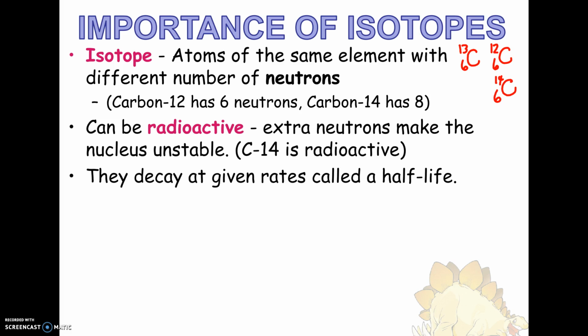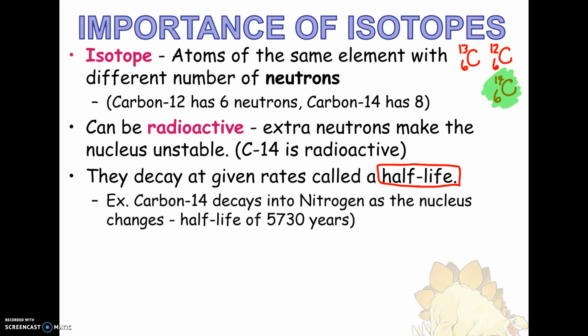Now, you don't have to know the details about types of radioactive decay, but you do need to know that if an isotope is radioactive, like carbon-14, it'll break down, and it breaks down at a rate that we know, and that rate's called a half-life. The half-life is unique to each element. So for carbon-14, the half-life is 5,730 years.